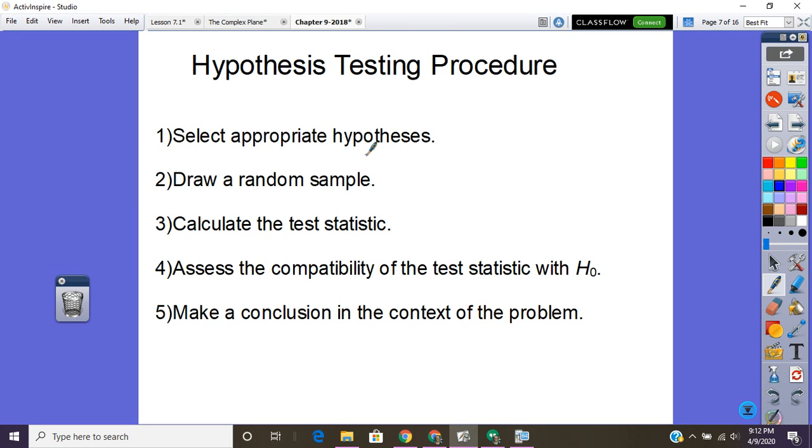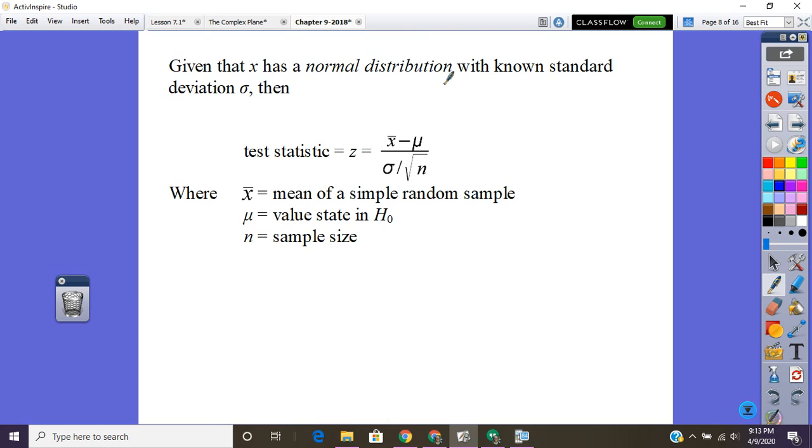All right, so our hypothesis testing procedure. The first thing we need to do is select an appropriate hypothesis. So we've got to figure out what it is we want to test. Then we would draw a random sample to actually calculate our test statistic about that sample. So we calculate our test statistic, and then we'd assess the compatibility of the test statistic with our original hypothesis. And then we're going to make a conclusion within the context of the problem. Here's how our formula would look if we were doing it by hand. But once again, I'm going to have you do this on the calculator because with our time constraints and our online learning, that's just going to be much easier.